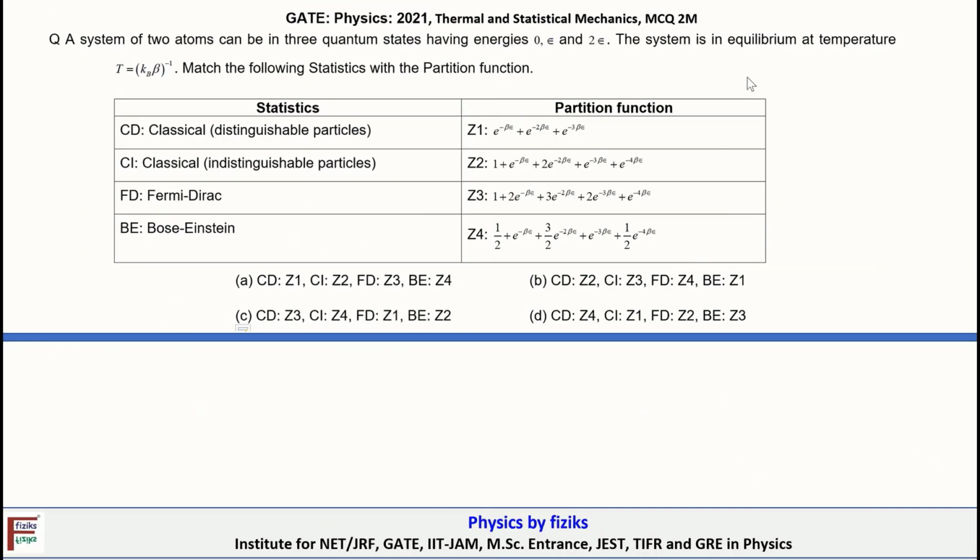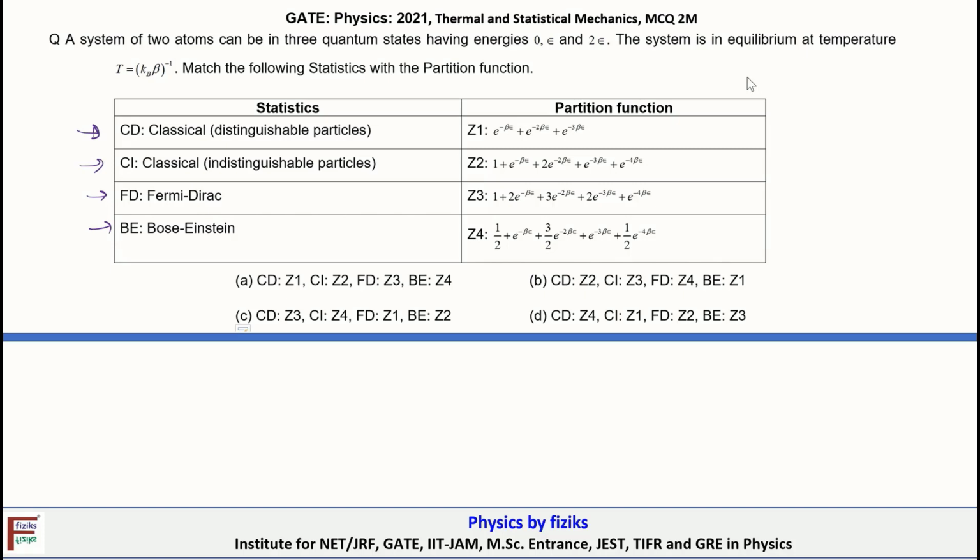We are given a system of two atoms which can be in three quantum states having energy 0, E and 2E. The system is in equilibrium at temperature T. Match the following statistics with the partition function. Here we are given four different options. First of all we have to treat the particles as classically distinguishable particles, and then classically indistinguishable particles, and then by treating them as fermionic particles or bosonic particles.